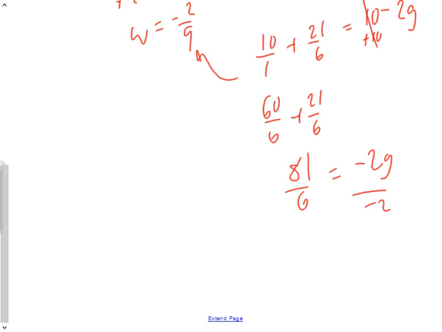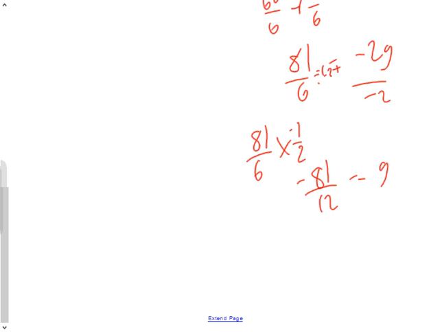Divide both sides by negative 2. 81/6 divided by negative 2 is the same thing as multiplying by the reciprocal of negative 2, which is multiplying by a half. You know, dividing by negative 2 is the same thing as multiplying by a negative half. That's going to be negative 81/12 equals g.